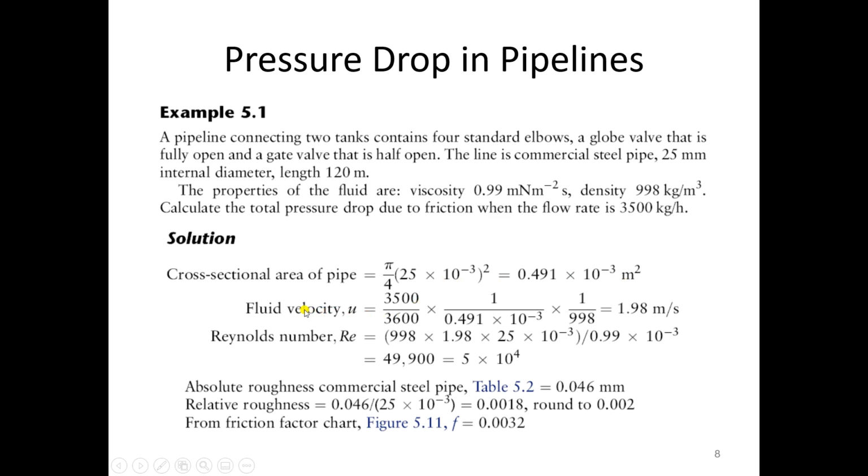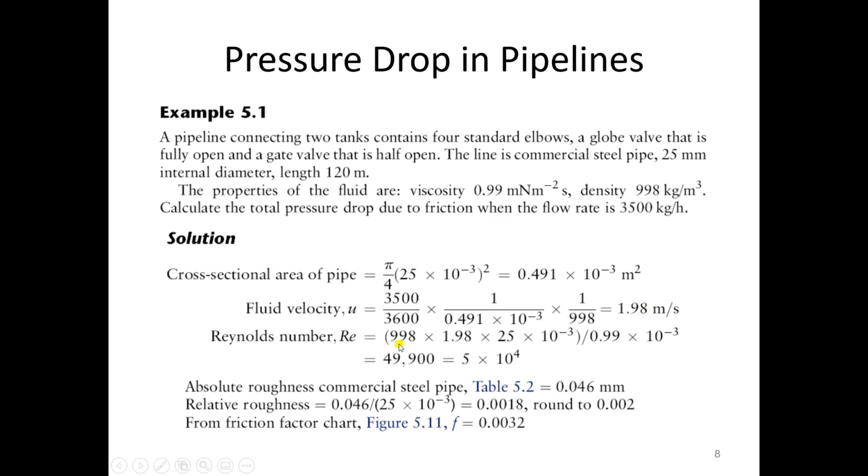Then we calculate the fluid velocity. Since the flow rate is given to us, 3,500 kilograms per hour, we just convert this to meters per second. This one is 3,600 seconds, and this value is the cross-sectional area of the pipe, and this one is the density. Then what we get is 1.98 meters per second.